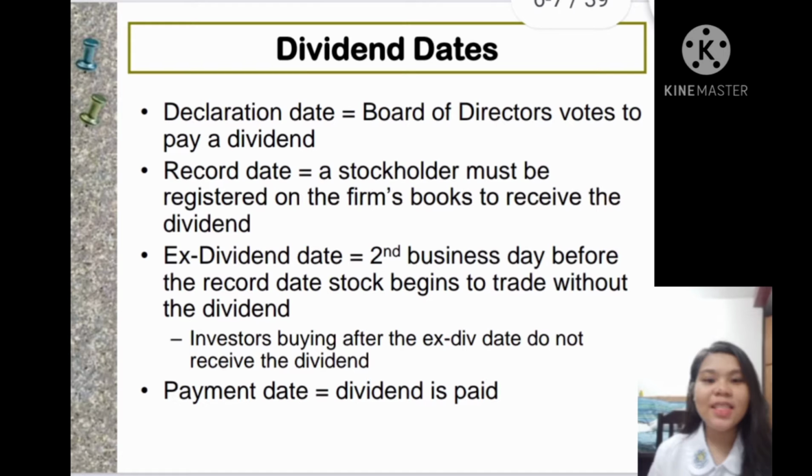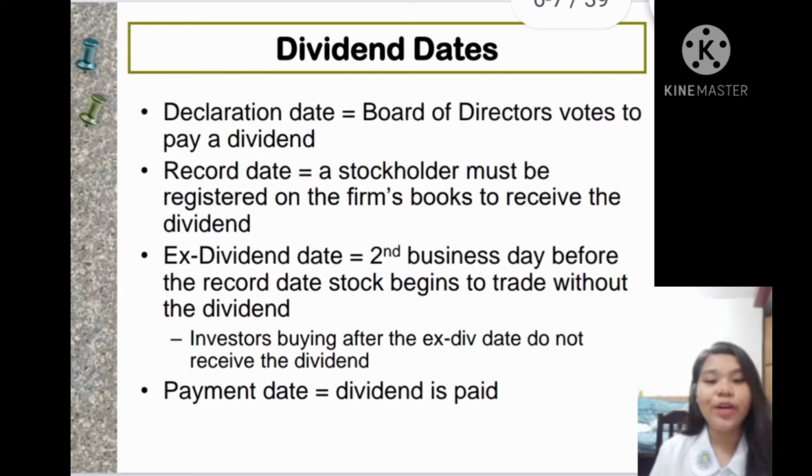So, the next is dividend dates. The first one is the declaration date. The declaration date is the date on which the board of directors announces and approves the payment of the dividend. The declaration includes the size of the dividend being issued and outlines the record date and payment date.